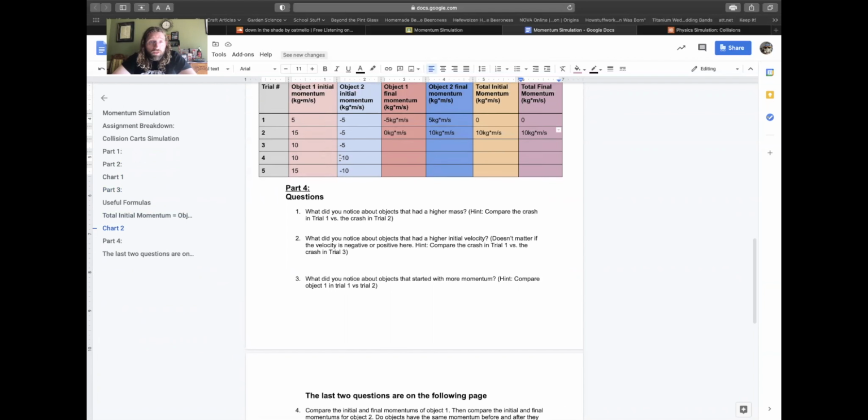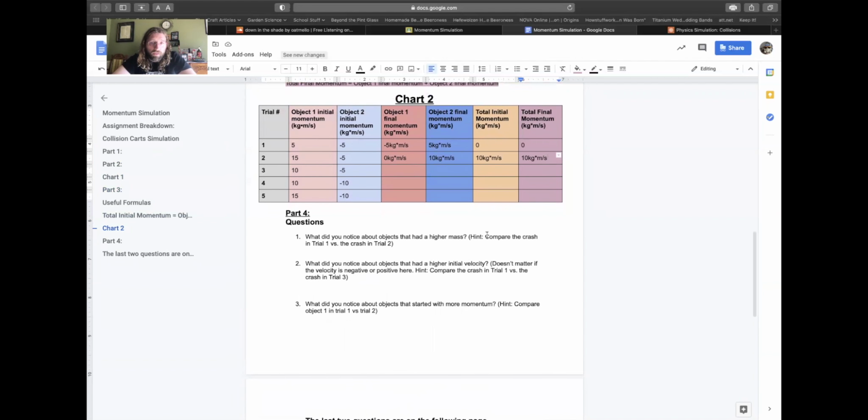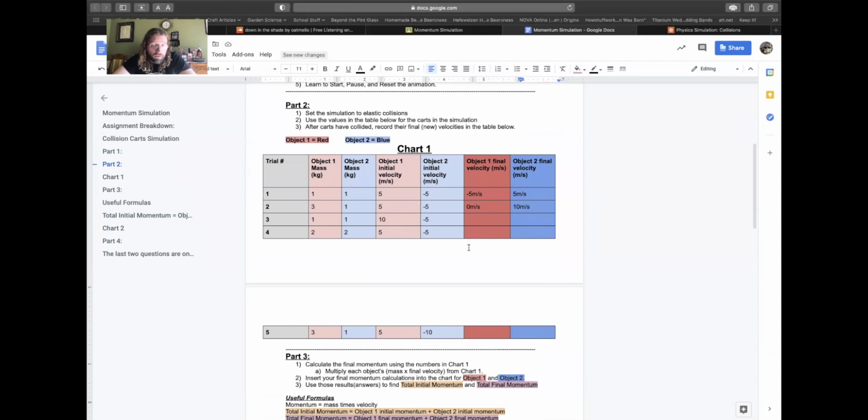These questions here are just getting you used to looking at the numbers and trying to figure out what those numbers are telling you. So when you are looking at these, you can see there are hints like compare the crash in trial 1 versus the one in trial 2. Just trying to get you to look at your table, compare the numbers, and maybe think about what's going on there. What's the relationship? Is there a relationship? What did you notice about the objects that had a higher initial velocity? So in some of these, you held the mass the same, but you had higher velocities to start off with. Was there a pattern? Did you see a trend? Did you see something happen over and over again? That's what we're asking you.